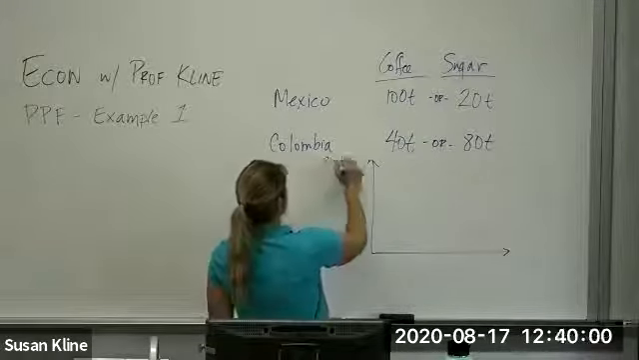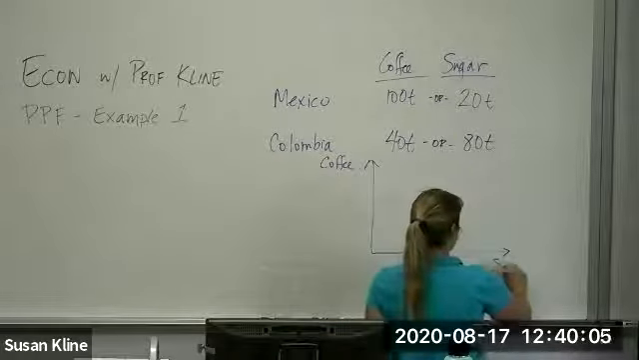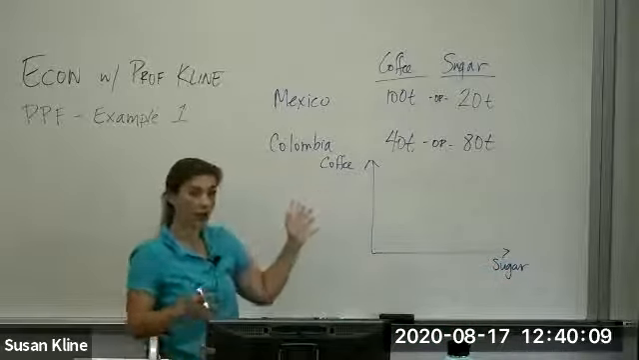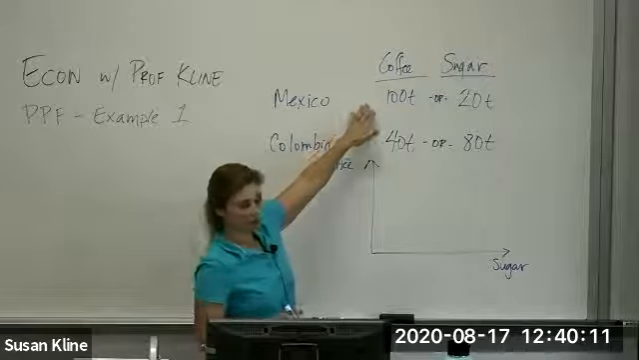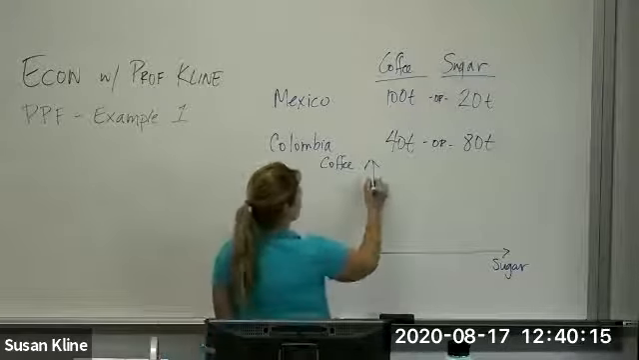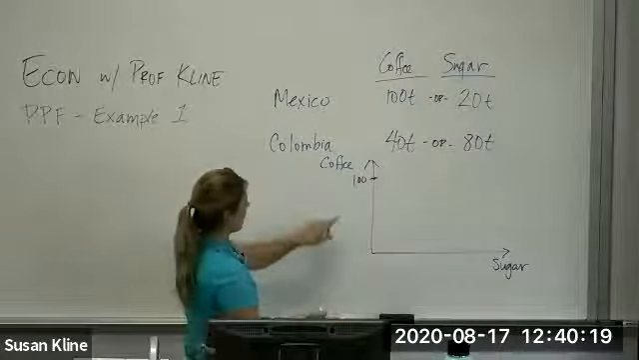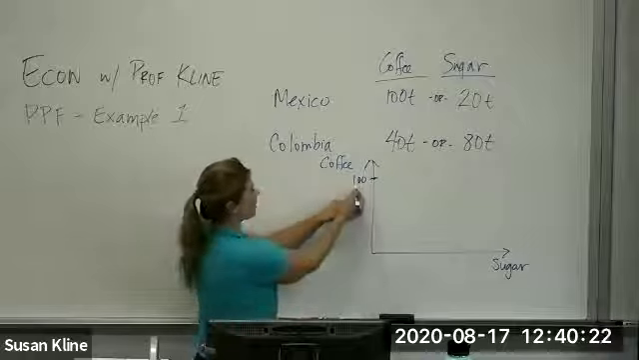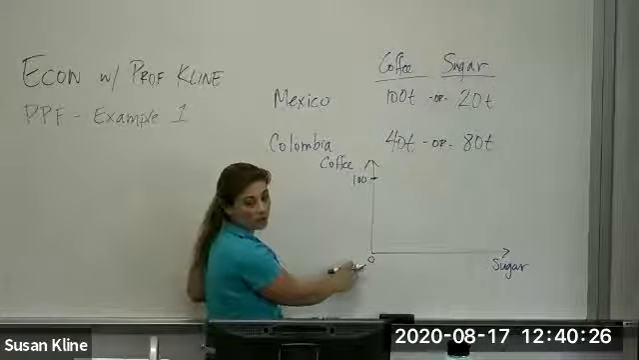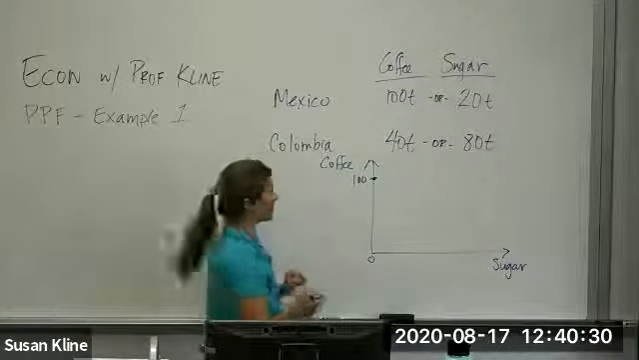So I'm just going to put coffee on the vertical axis and sugar on the horizontal axis. I could switch this, and all that matters is that I plot the correct things. Okay, so for Mexico, if they did coffee, we're just going to call this one up here 100 tons. And again, this is or. If they're producing 100 tons of coffee, they are producing no sugar. So this is one point on the production possibilities frontier.